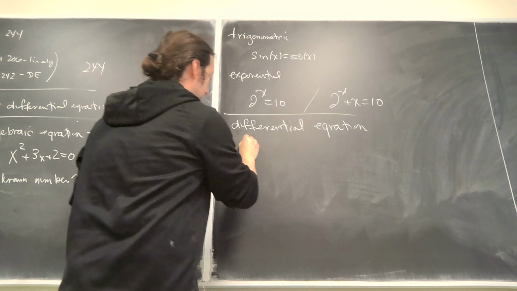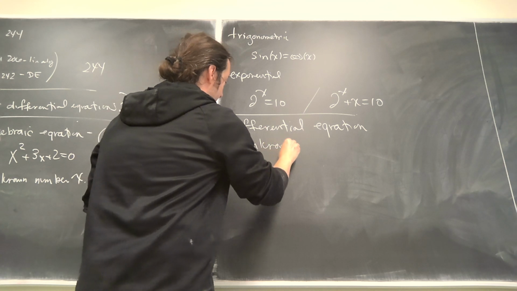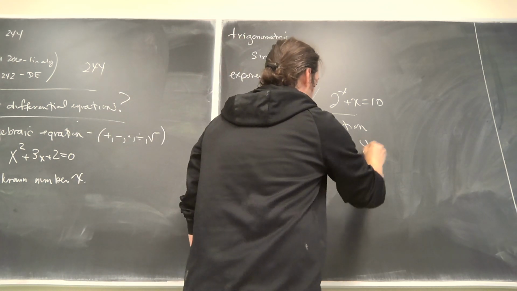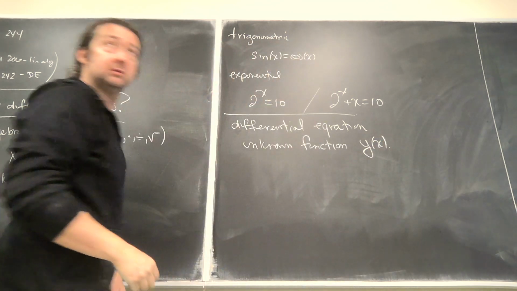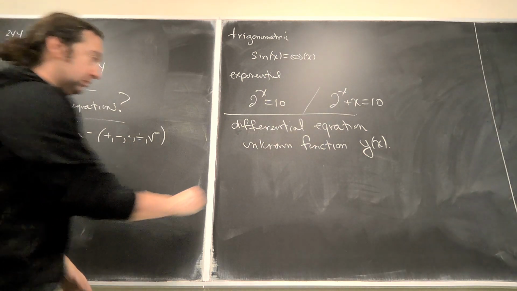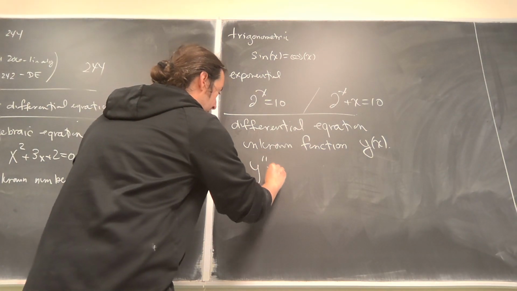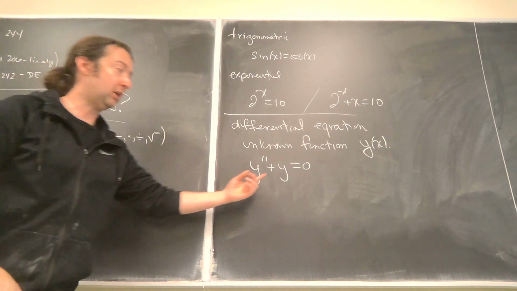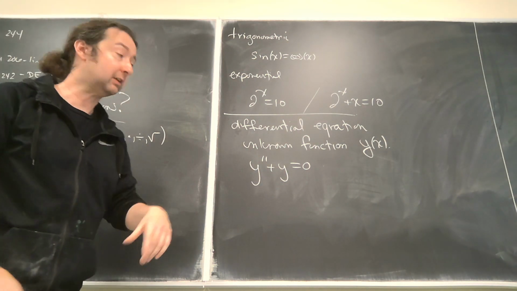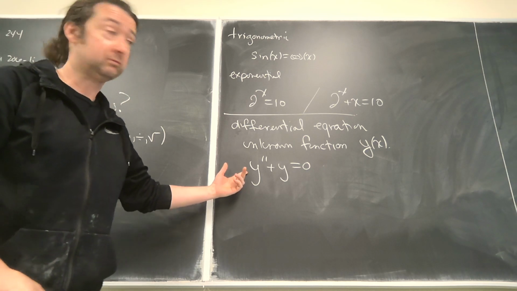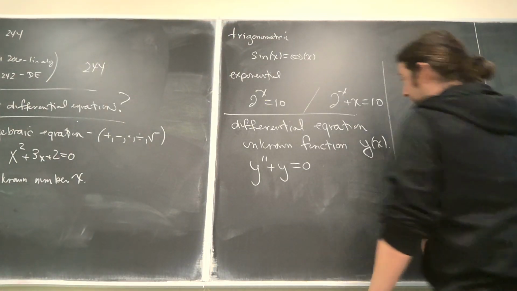So a differential equation begins with an unknown function, y of x. And then we're going to build an equation that involves derivatives of y. Y prime prime plus y is equal to 0. That's a differential equation. I have an unknown function y, and I'm asking for what are the functions that satisfy this equation. As an example, here's a really easy one.